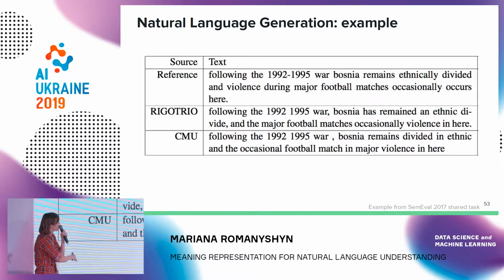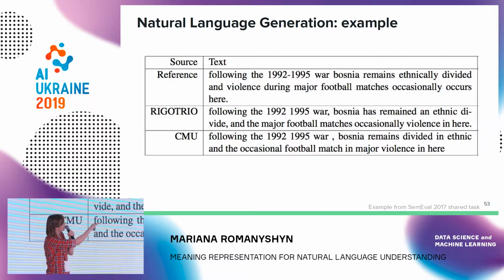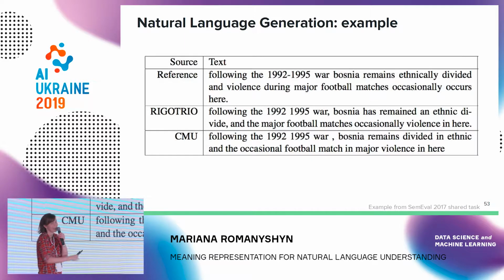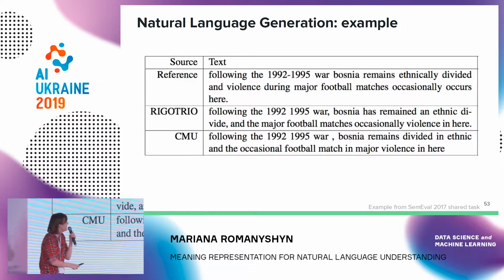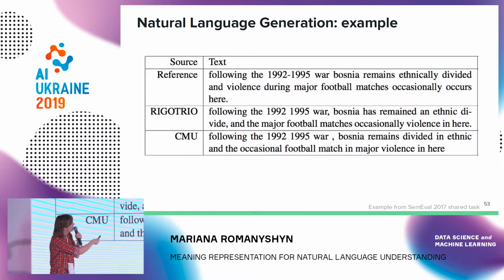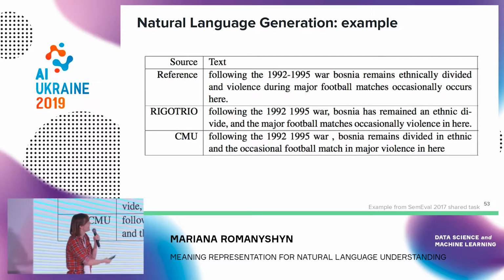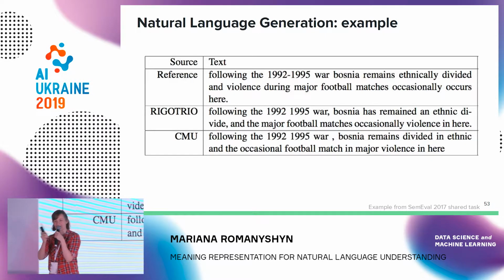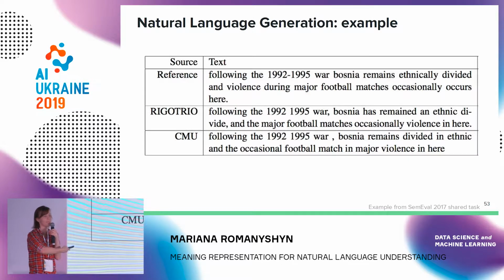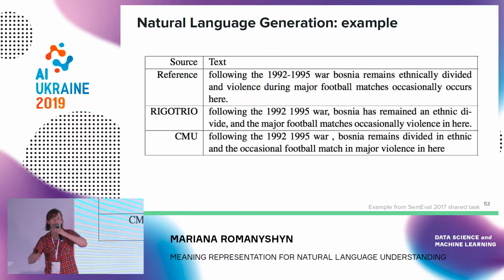The second winning system also screwed up the second clause, and the first clause a little bit, because it says "Bosnia remains divided in ethnic" what? We don't know what exactly. And "the occasional football match" is totally incorrect because "occasional" shouldn't modify the football match. It modifies the action, right? In "major violence in here," and then it got completely gibberish. But it's still pretty impressive, I'd say, because we don't have a good solution for controlled natural language generation in NLP right now.